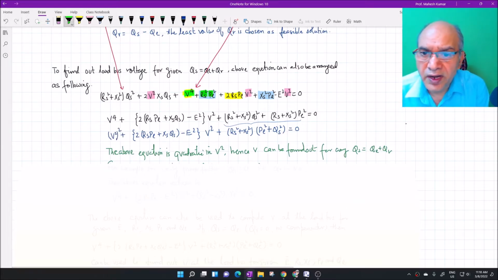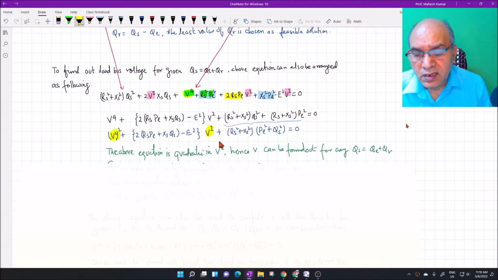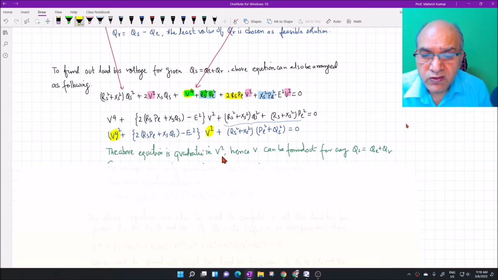And this is B square here. Okay, it's already B square. This is B square square and this is C. So now this is another equation in terms of the powers of B square. Now we can find out the value of B for a given value of QS.